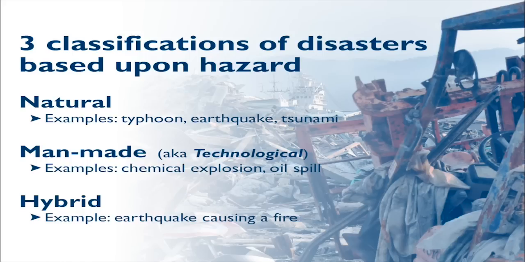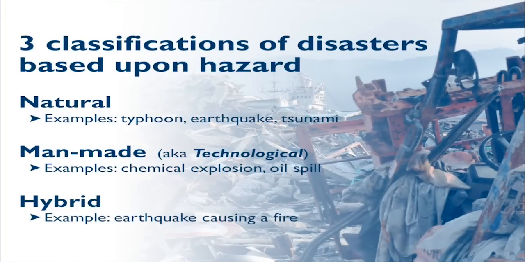But technological disasters, otherwise known as man-made disasters, aren't occurring in nature. They're actually occurring because of human technology or human activities that cause these disasters. And then there's a third type called hybrid. Some people call them mixed disasters. And these are a mixture of natural and technological disasters. So you may have, for example, a hurricane, and a hurricane causes a chemical spill, and that's a good example of a hybrid disaster.